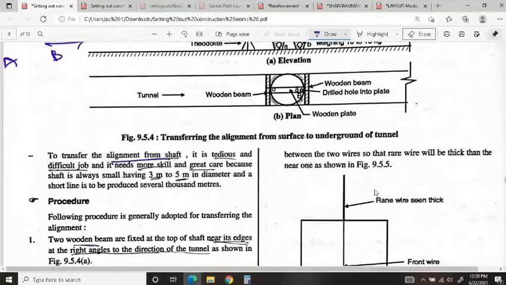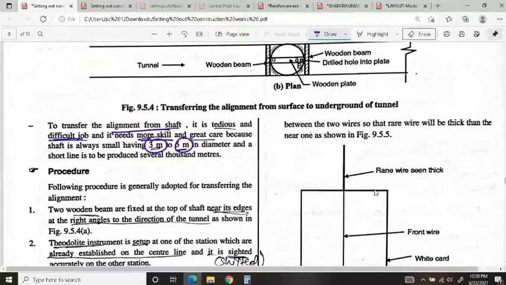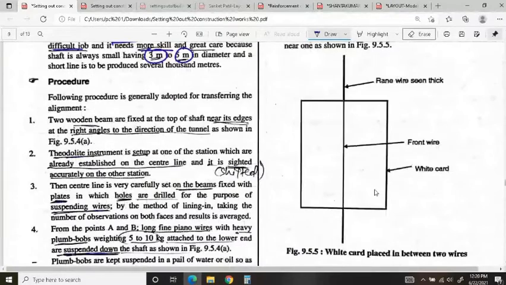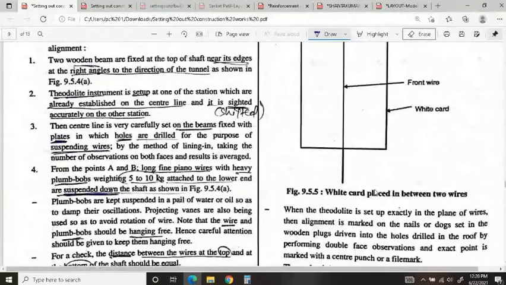To transfer the alignment from the shaft is a tedious and difficult job. It needs more skill and great care because the shaft is small, around 3 to 5 meters in diameter, and a short line is to be produced several thousand meters. The procedure is that two wooden beams are fixed at the top of the shaft near its edges at right angles to the direction of the tunnels as shown in the figure.